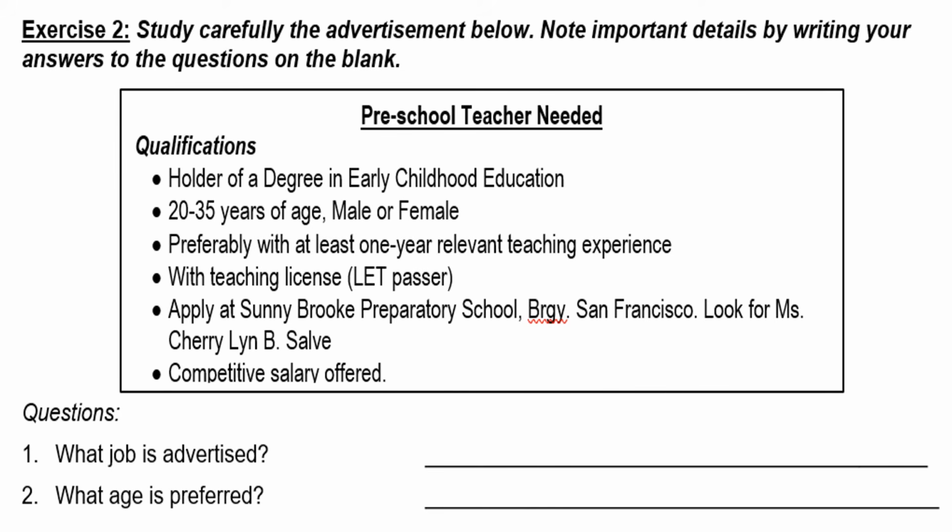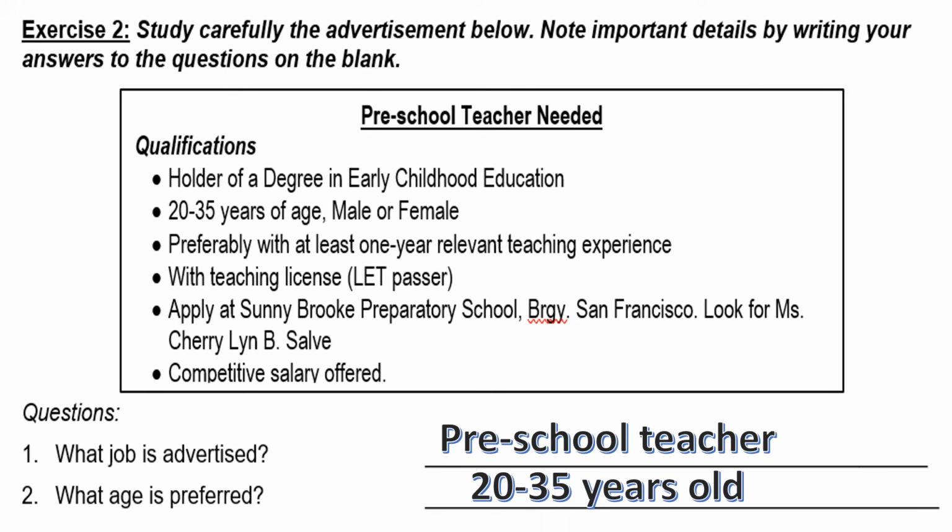Okay, so that is the advertisement. Now, let's try to answer the questions. Again, you can pause the video if you need more time to answer. Okay, so let's answer. What job is advertised? Of course, it's preschool teacher. Number 2, what age is preferred? It's 20 to 35 years of age.